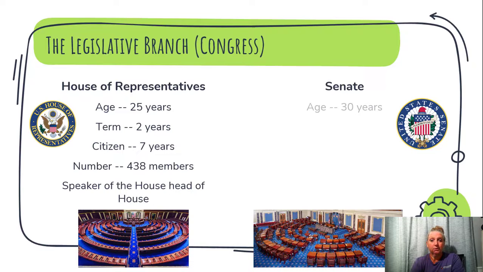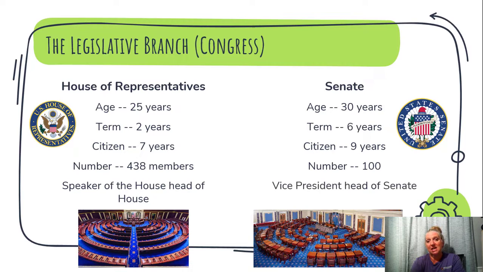The Senate is age 30 years of age. You have to be at least 30. You have a term of 6 years, and then a citizen for 9 years. So they've gone up. Okay, the Senate is seen as representing the state, whereas the House of Representatives represents the people. This goes back to the Constitutional Convention and the Great Compromise. There are 100 members of the Senate, and the Vice President is head of the Senate. This is a constitutional duty for the Vice President of the United States.